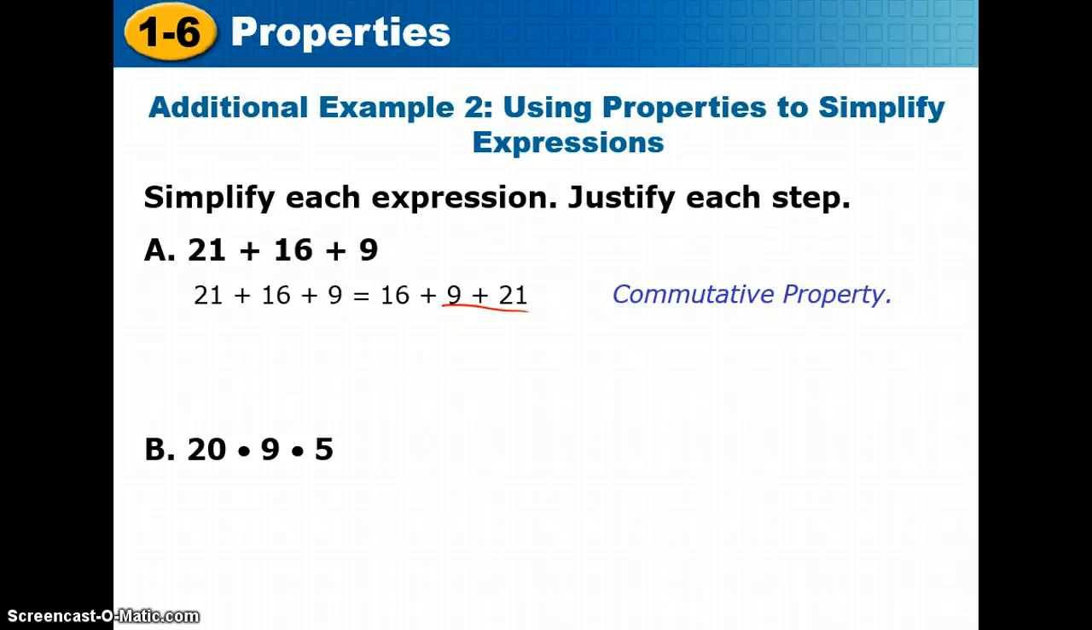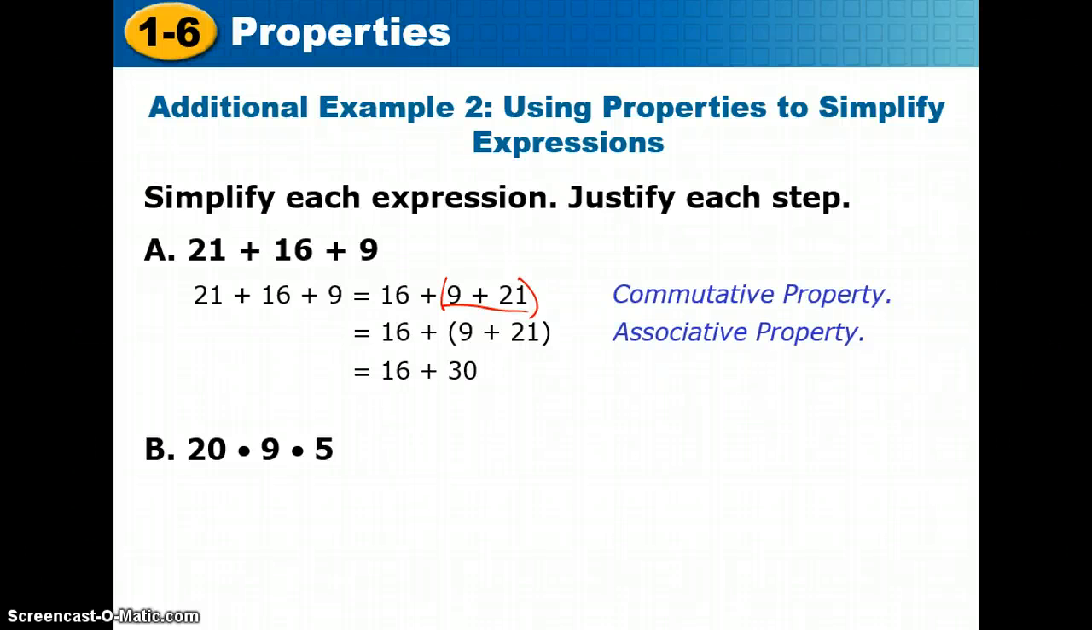However, 9 plus 21 doesn't come first in the way that I rewrote it. So if I want to add 9 and 21 first, I'm going to have to put some parentheses around it. And when I do that, when I change the grouping of the numbers, I am using the associative property. Now I need to use the order of operations, and I can do what's in the parentheses first, 9 plus 21, which I easily know is 30. And 30 plus 16 is very easy to do in my head as well, because after I add them, I get 46.